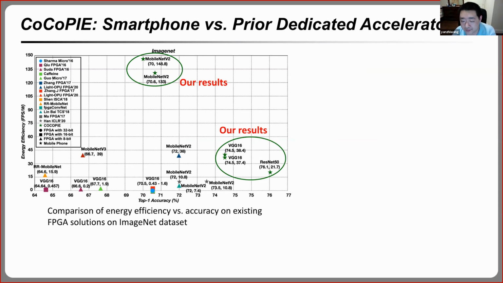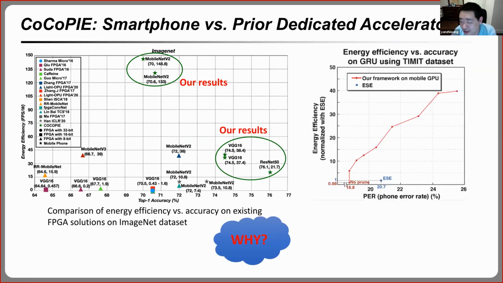Why is that? We want to find the reason, so we compare with the solution of ESE, which is an FPGA best paper from 3 years ago. We want to review the reason.